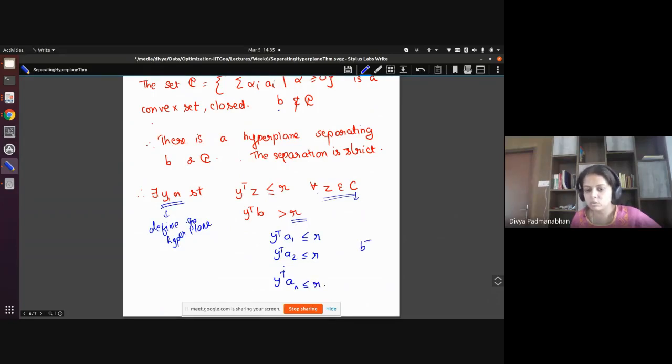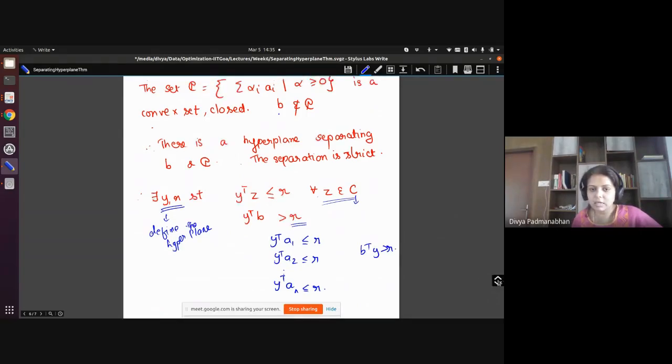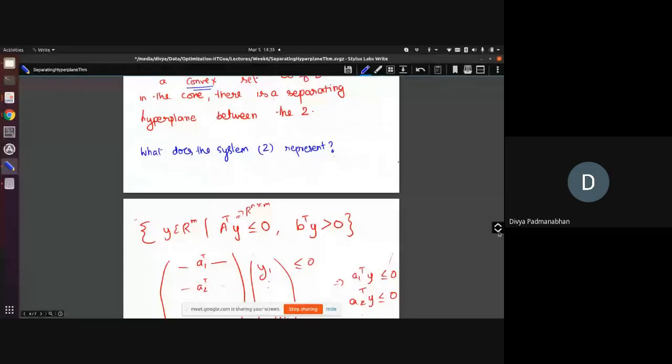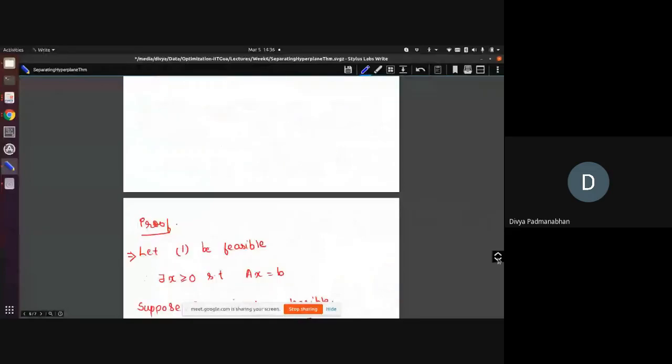And B transpose Y is greater than R. So this is exactly the system that we started off with, that A transpose Y is less than or equal to 0. Okay, so those are the two pieces of the Farkas lemma.